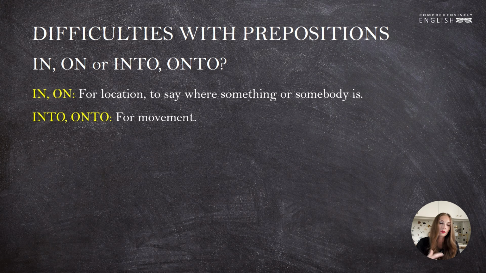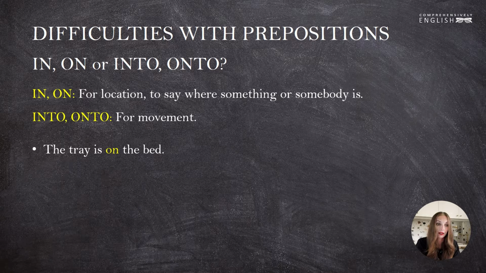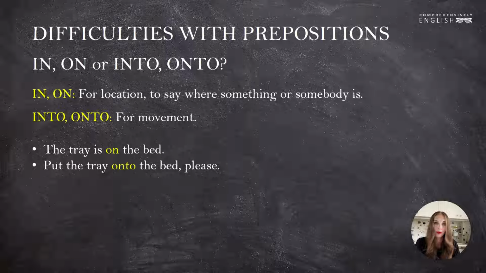It will be easy for us to differentiate in, on, and into, onto if we pay attention to the particle to. To shows direction, doesn't it? It signals a movement. The tray is on the bed. Where is it situated? On the bed. Put the tray onto the bed, please. Where should the tray go? Yeah, where should I put it?